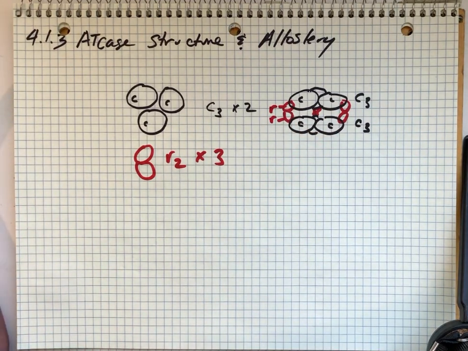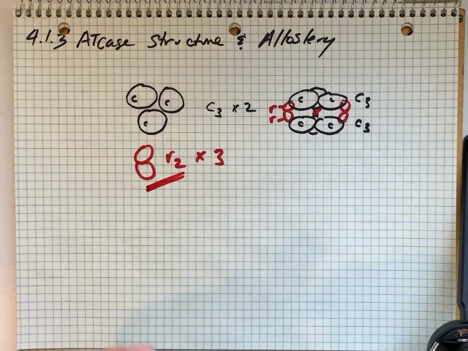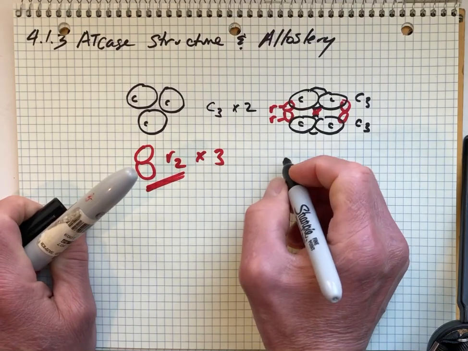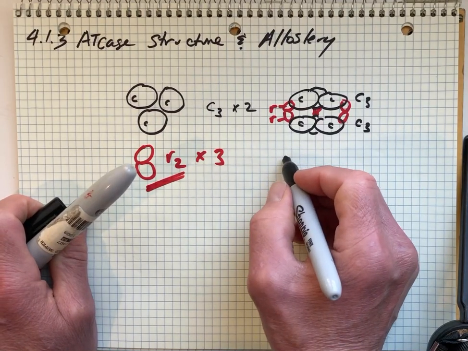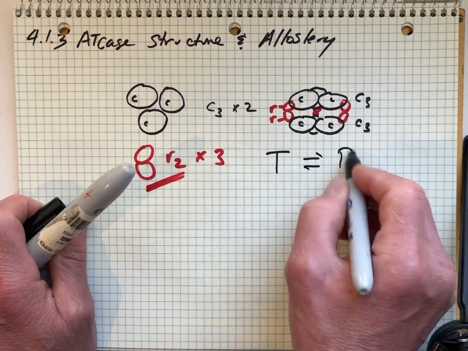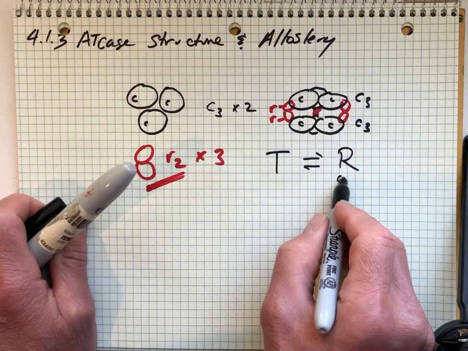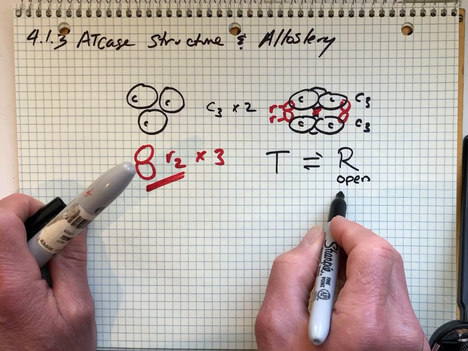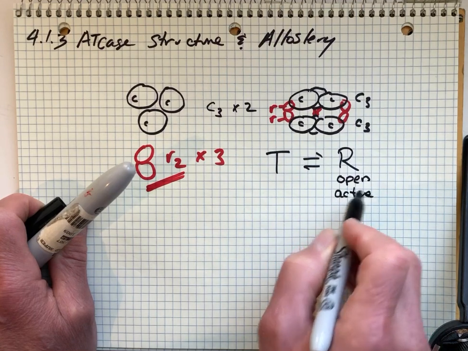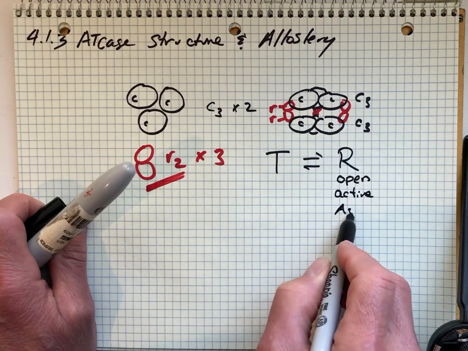What makes ATCase so special are these regulatory subunits, because they can change their shape and therefore influence the structural equilibrium between the T and the R forms of ATCase. The R form has a more open structure, and it is also the more active. It binds and interacts productively with aspartate, the substrate, easily.